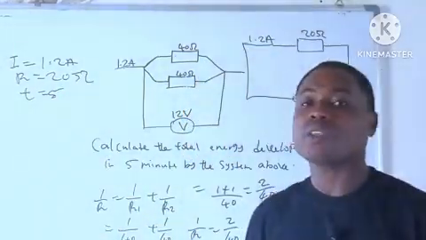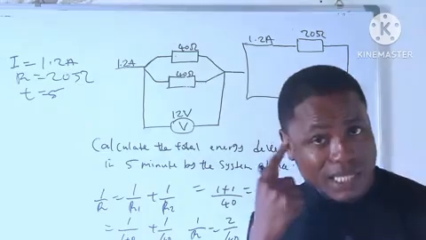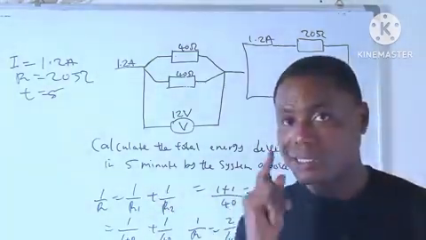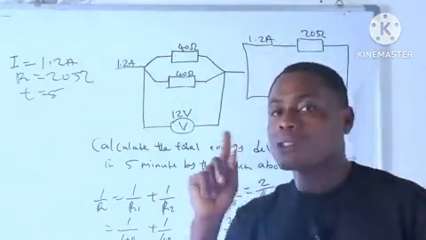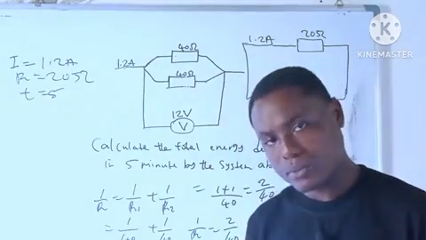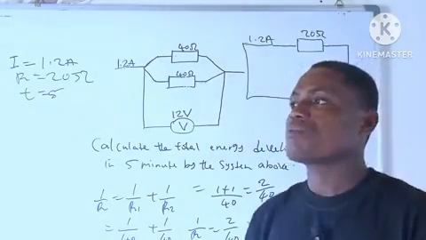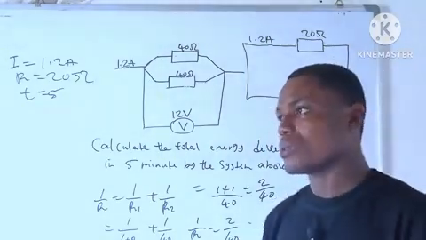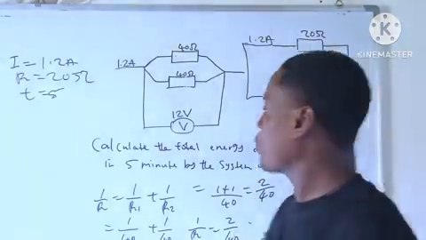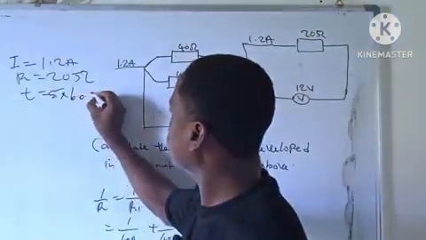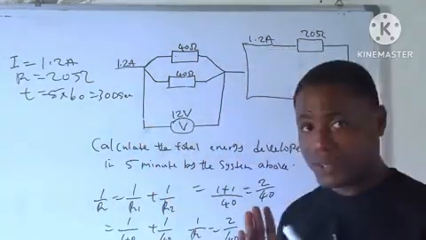5 minutes, but in physics, you have to convert it to seconds. Are you getting it? You have to convert it to seconds. Okay. So if you want to convert from minutes to seconds, you just multiply that given number by 60. If you are converting from minutes or hours to seconds, you just multiply that particular number by 60. So 5 times 60 will give us 300 seconds. Are you getting it?